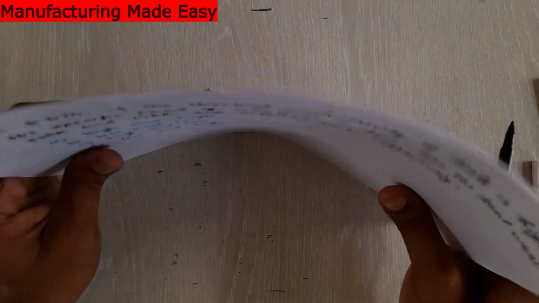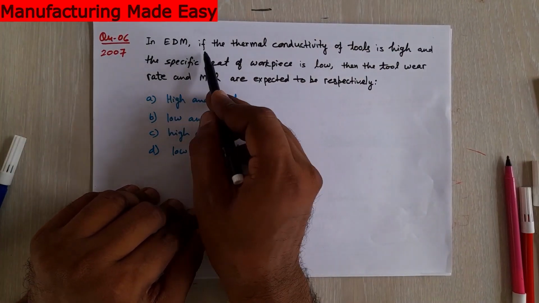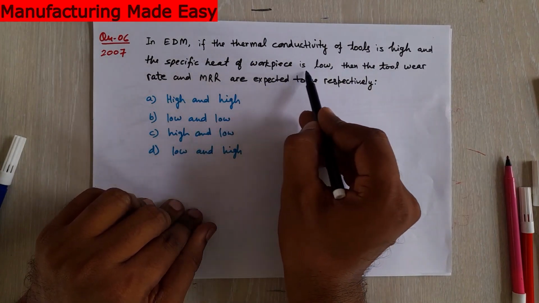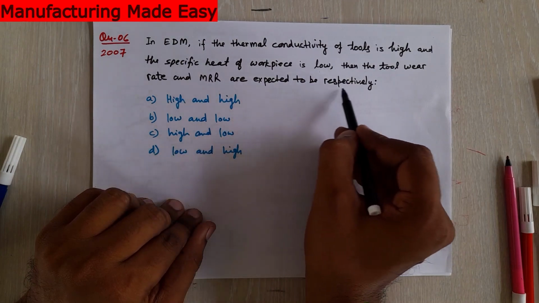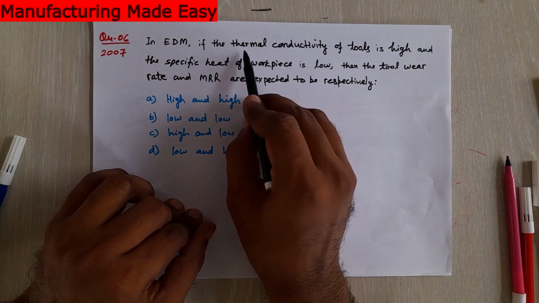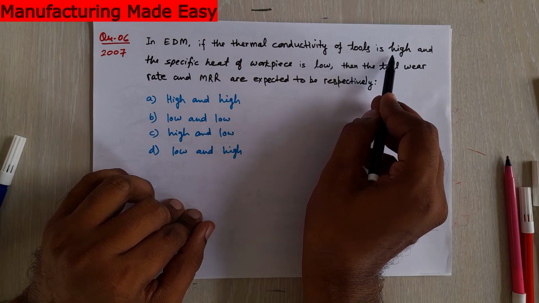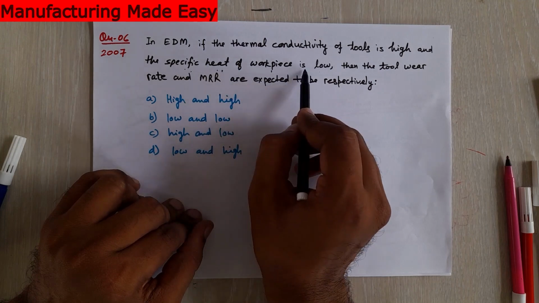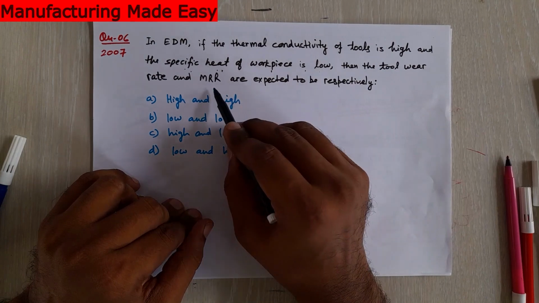Now we will see the next question. Question number 6. In EDM, if the thermal conductivity of the tool is high and the specific heat of the workpiece is low, then the tool wear rate and material removal rate are expected to be, respectively. This is asking: if the thermal conductivity of the tool in EDM is very high, and the specific heat of the workpiece is very low, how will it affect the tool wear rate and material removal rate?